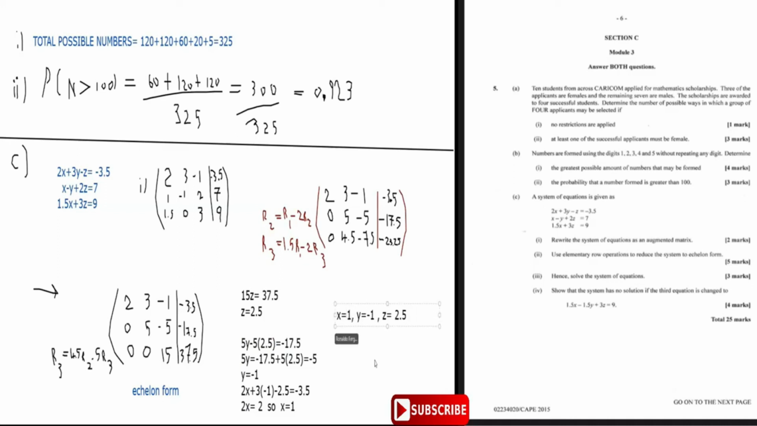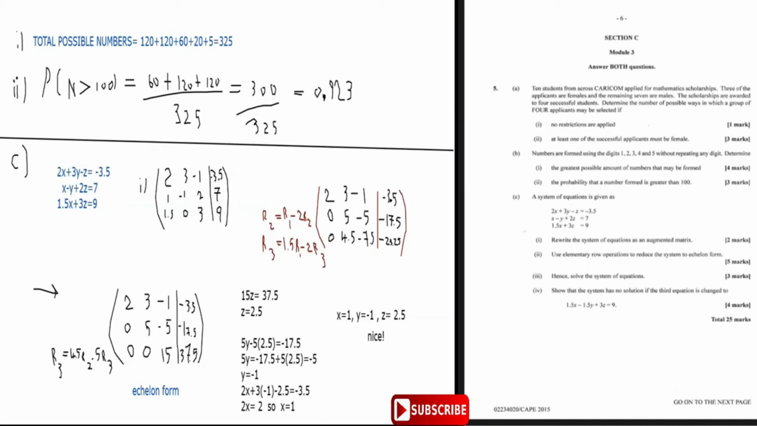Positive 1. All right, that should be it now. 1.5 times positive 1 plus 3 times 2.5. Yes, we're good. So this is the final answer. So that is it. Nice. So you can just tell them nice, because you know your answer, right? So you say nice.